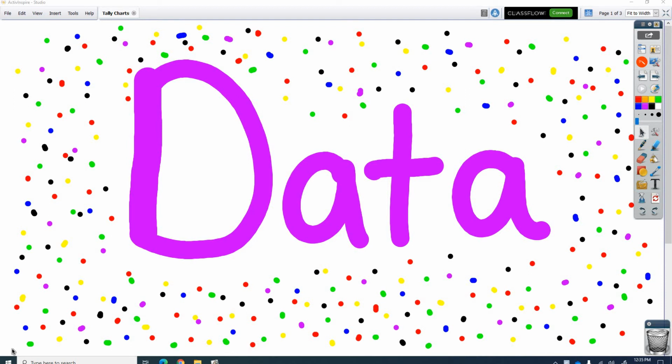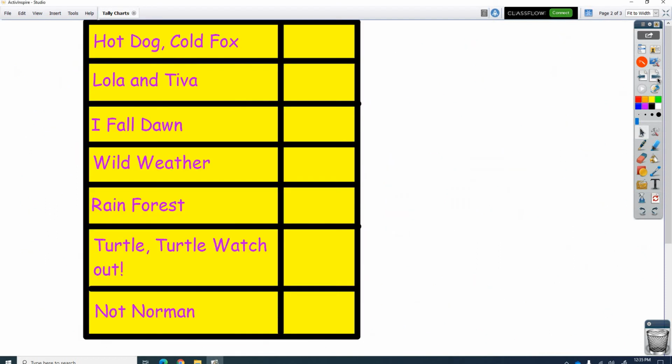And when we work with data, it's just a way for people to show information that people can look at and see very easily and be able to read it and know which one's more, which one's the most, which one's the least. That's what we use data for. And we're going to look at some ways that you can show information with data.